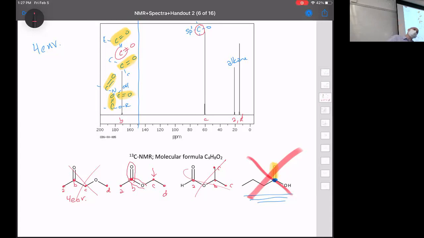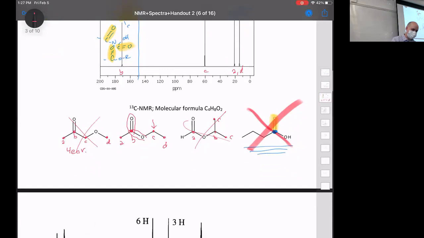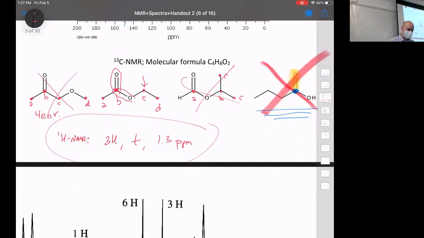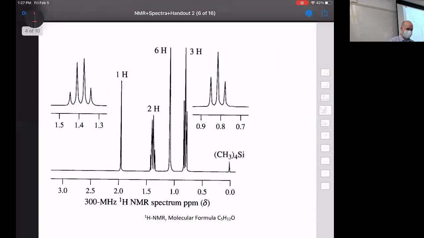So what we did for the course of this last week was I gave you information like, I'll just write it right here. You have a peak that integrates to 3H in hydrogen NMR, and it's a triplet, and it's at 1.3 ppm. Tell me what that means, right? So that question is really about one environment. So what we're going to look at today is when you have a full hydrogen NMR.